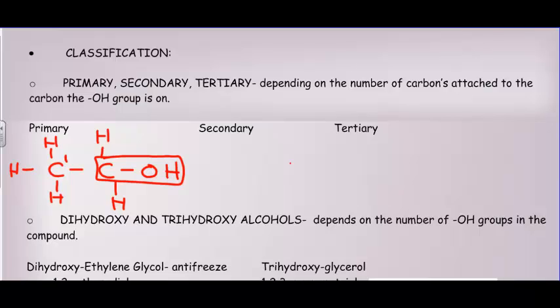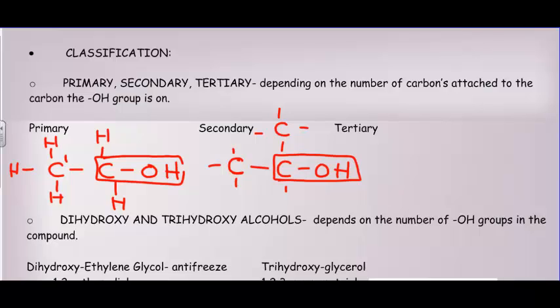A secondary alcohol would look like this, where the carbon that has the OH isn't just attached to one other carbon, it's attached to 2 other carbons. We don't really need to fill in the H's here. We'll just leave the backbone, I think, would be easier. So it would look something like this.